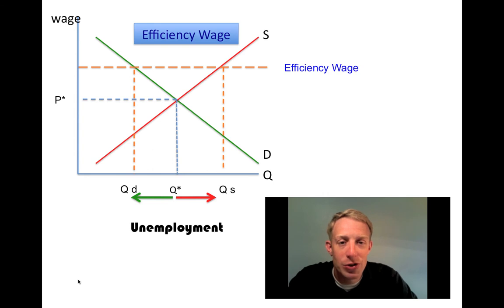So, three things can interfere with the labor market: the government in the form of a minimum wage, the workers themselves in the form of a union, and the firms who might pay an efficiency wage. All three of these things create unemployment by putting a wedge between supply and demand in the labor market.